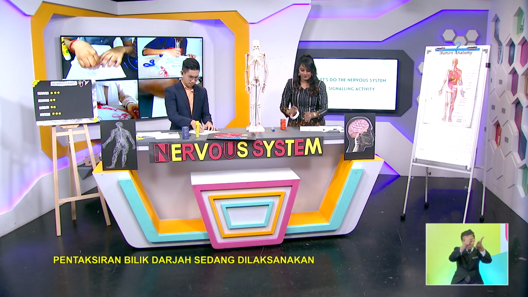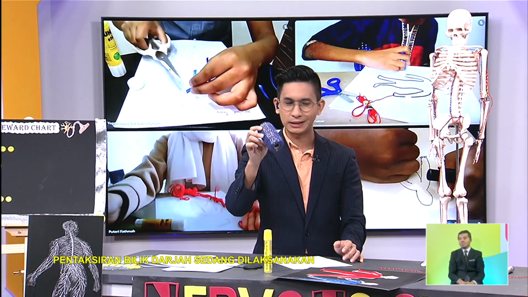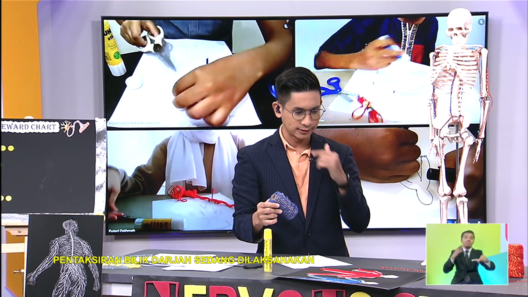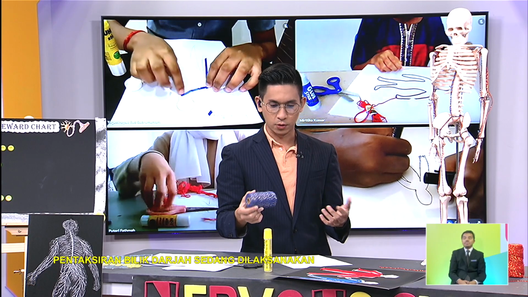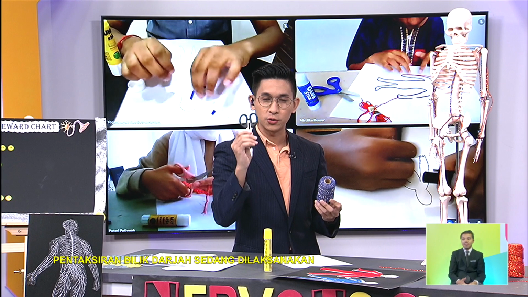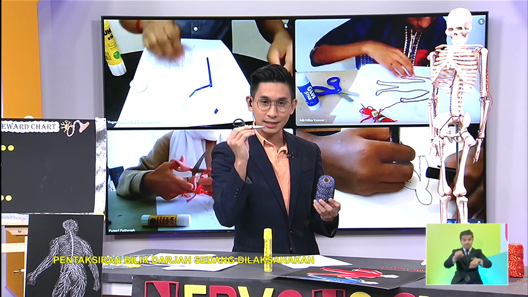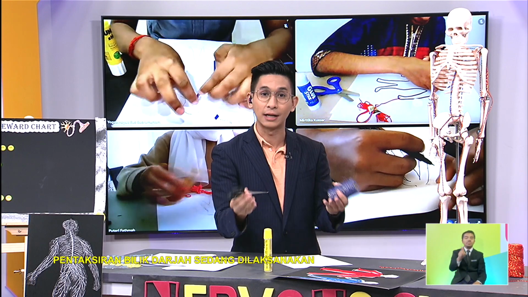So should I pick the blue or should I pick the red thread? Which one should we pick? Both is the same, right, teacher? We just want to show the nervous system. I think I'll go for the blue. And don't forget, pupils, if you're using your scissors, this is a sharp object, so make sure to do this activity with your parents or adult supervision, okay?